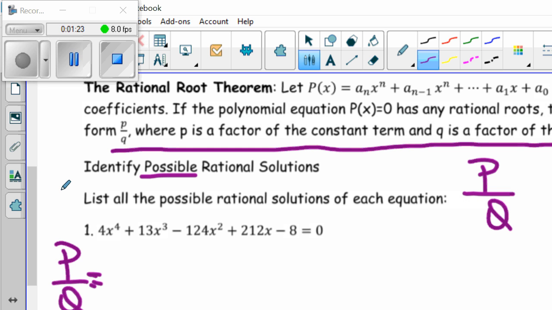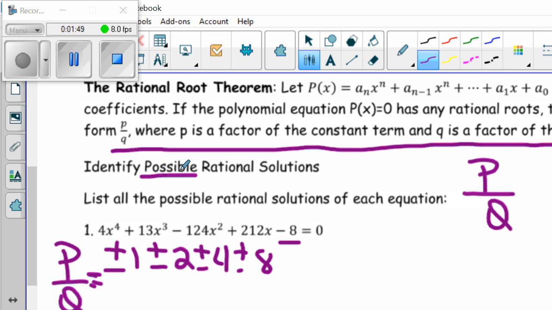So p, okay, the factors of the constant term. Here my constant term is negative 8. So the factors of 8, everything I can multiply together to get 8: 1, 2, 4, and 8, because 1 times 8 is 8, and 2 times 4 is 8. But I also have positive and negative. So I would say positive negative 1, positive negative 2, positive negative 4, and positive negative 8. Those are all of my factors of my constant.